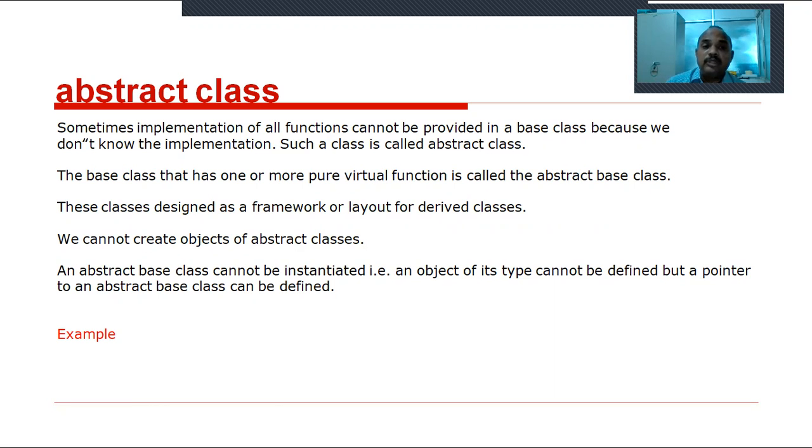Clear? Sometimes implementation of all functions cannot be provided in the base class because we don't know the implementation. Such a class is called an abstract class. So defined but never used. The base class that has one or more pure virtual functions is called the abstract base class.